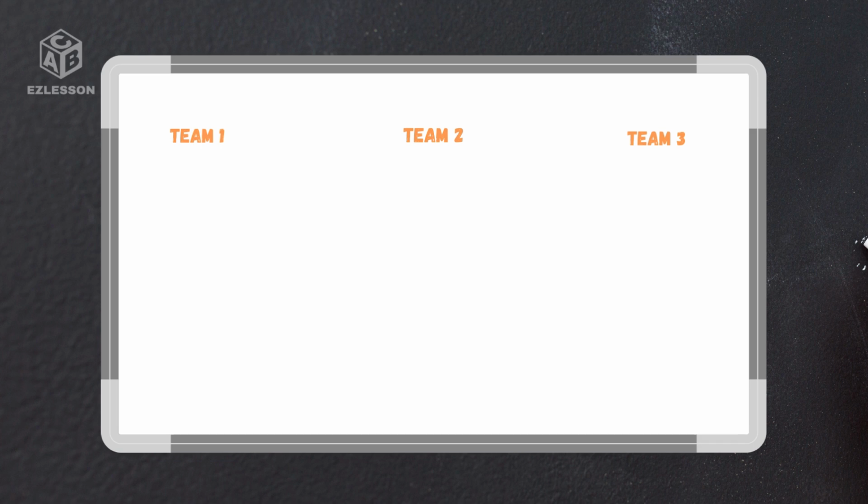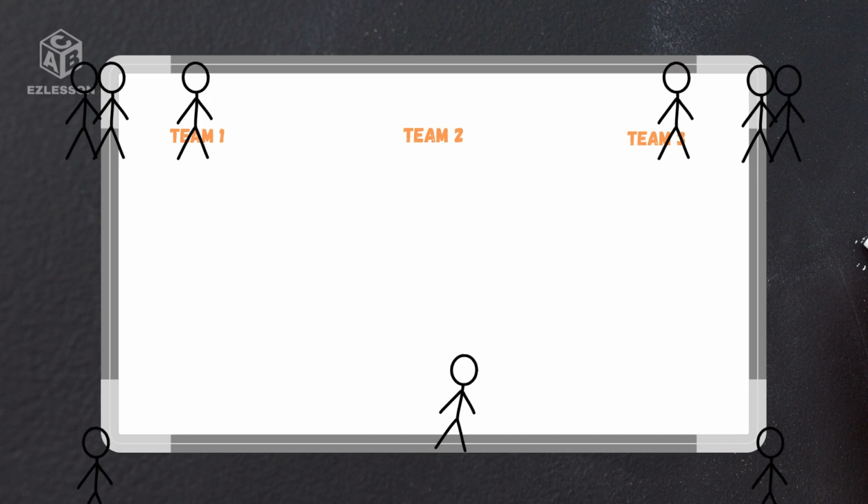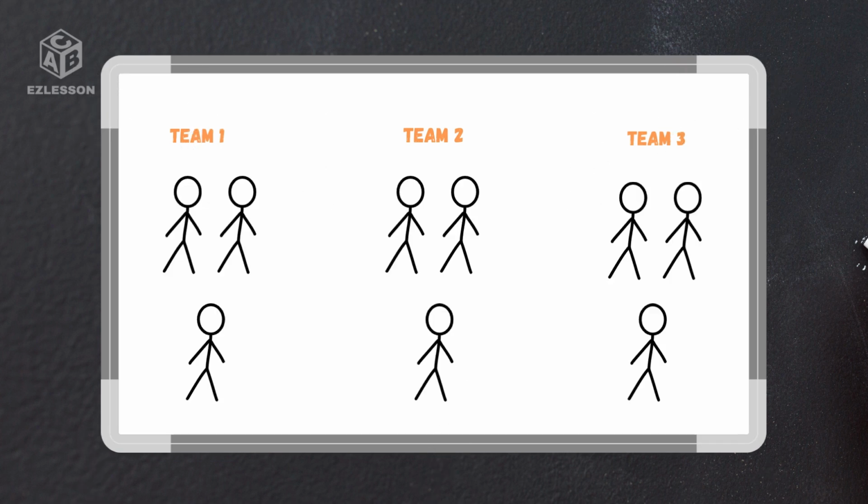Next, assign each team a number and write their numbers on the board. Now, draw 3 stickmen next to each number. These stickmen represent the team's lives. Every team starts with 3 lives.